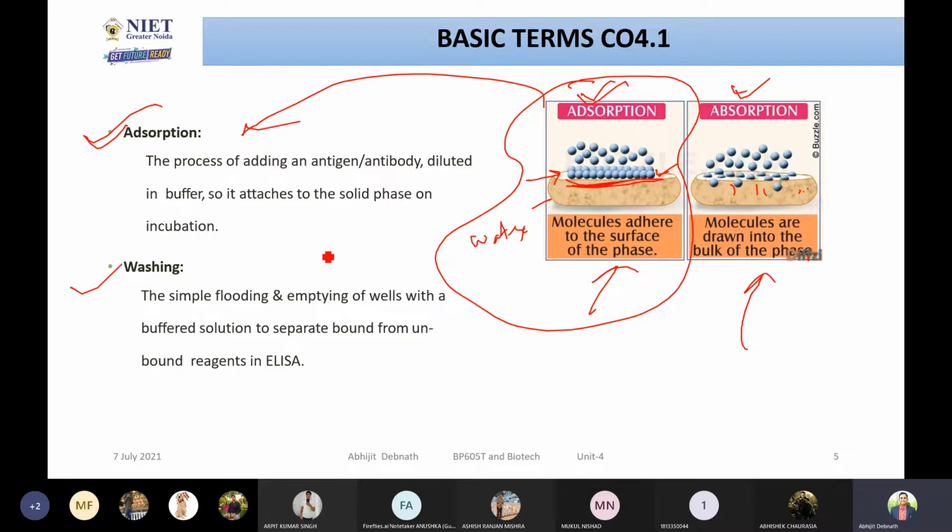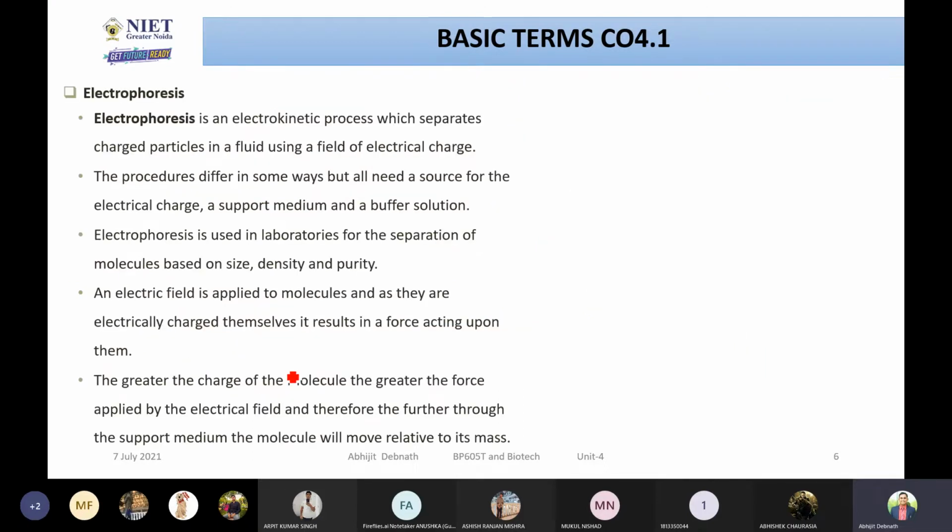Washing means flooding or emptying the wells with a buffer solution to separate the bound from the unbound reagent in the ELISA. Okay, so these are some basic terms.